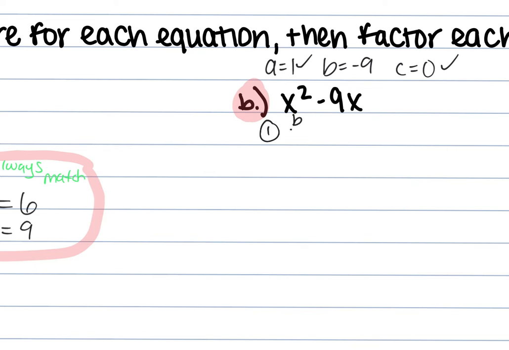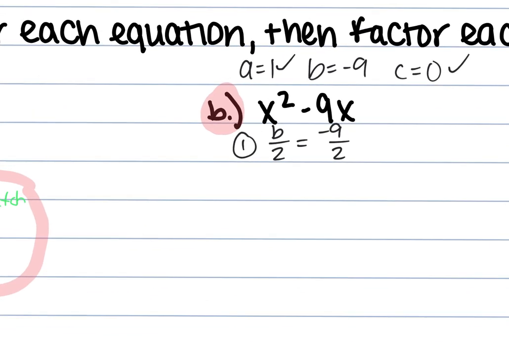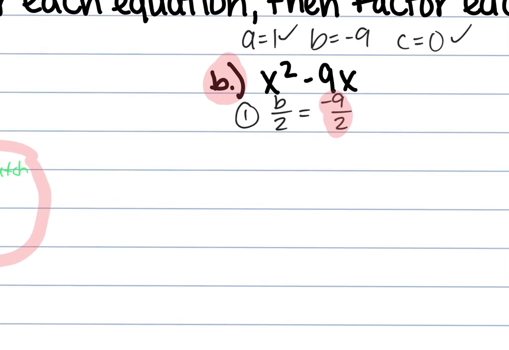B over 2, which is going to be negative 9 over 2. Someone tell me, does this simplify? Should we be absolutely thrilled that we got a fraction? Yes, okay? So we got negative 9 over 2. Step number 2. Wait, actually, you can already shortcut to what your factors are. Does anyone think they could jump to step number 3 at the very end?